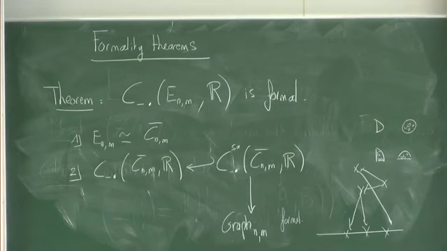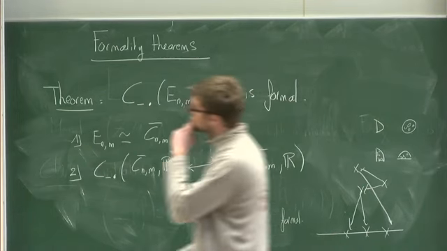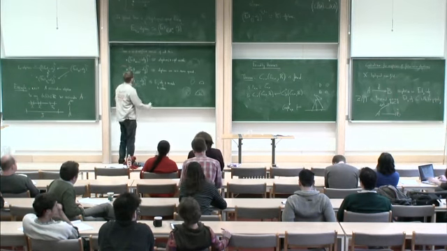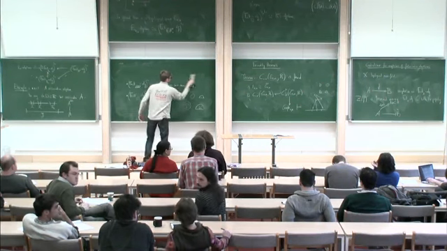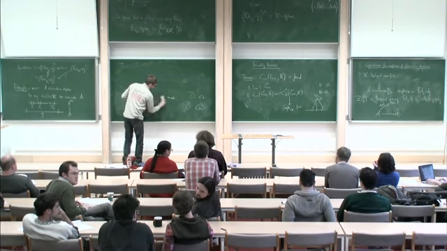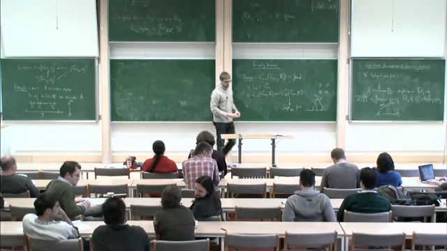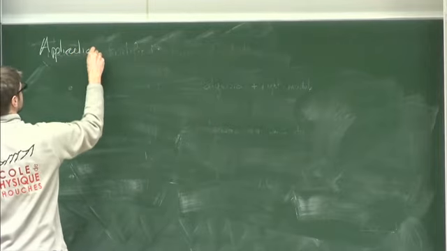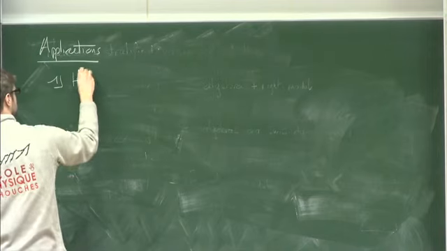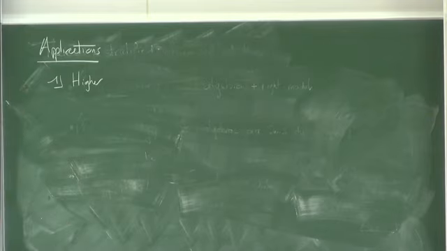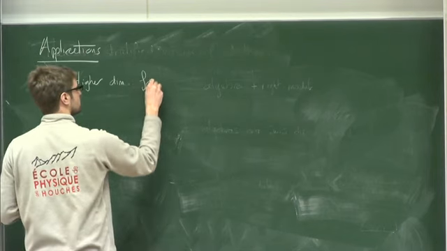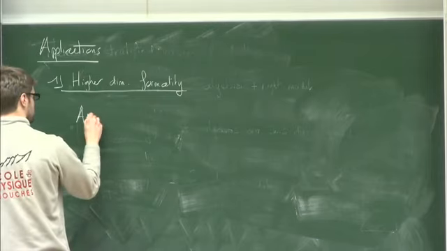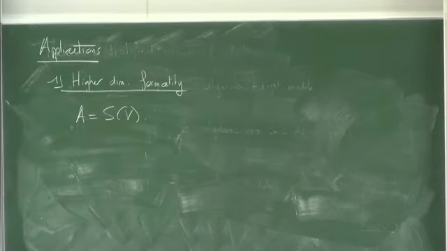I want to talk about applications of this. So the first application is some kind of higher dimensional version of Kontsevich formality theorem. You just start from the following commutative algebra: take a free commutative algebra generated by a finite dimensional vector space.